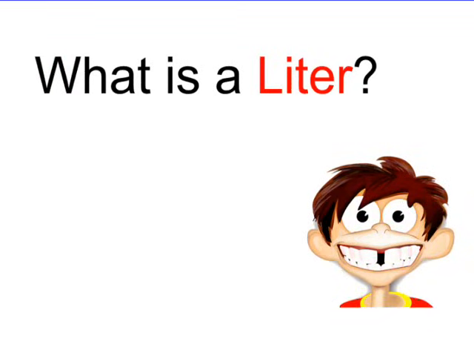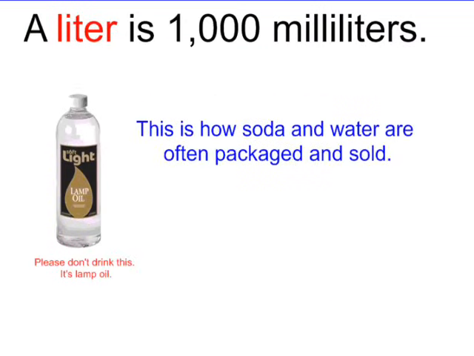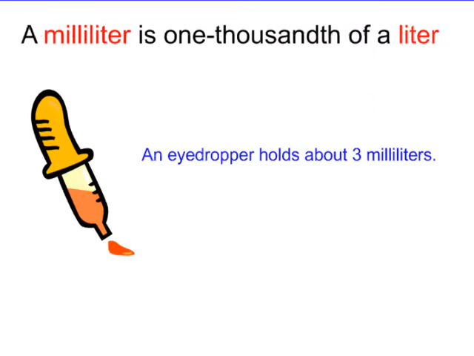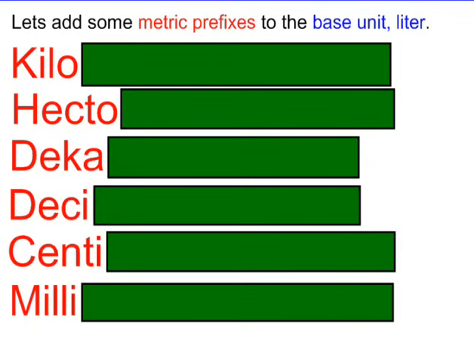So what is a liter? Well, when you're at the store and you've seen various beverages on the shelves, generally they come in liter bottles, and liters are used for capacity. Milliliters, which are 1,000th of a liter, you can think of an eyedropper, and depending on the size of the eyedropper, it can hold anywhere from 1 to maybe 10 milliliters.